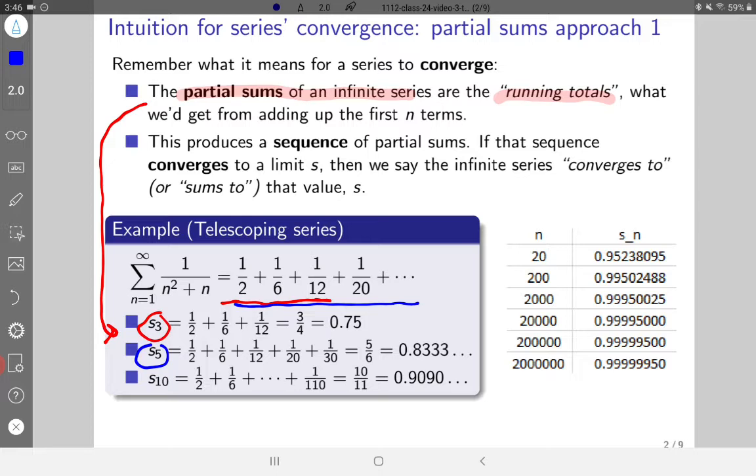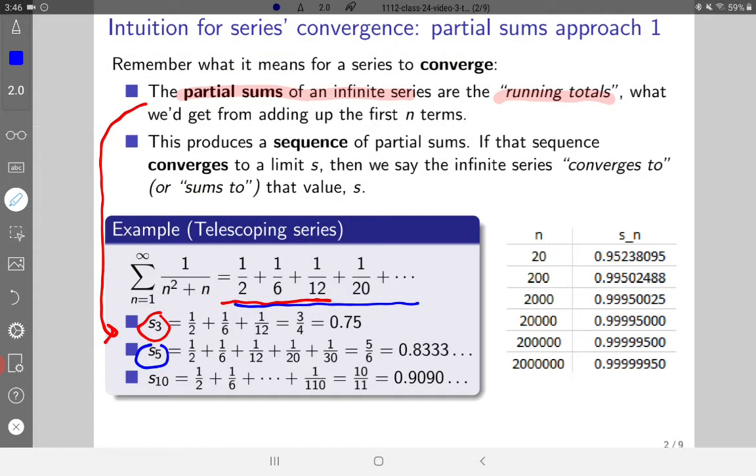They're getting larger because I keep adding on positive numbers. But those running totals don't grow forever. They seem to be approaching, honestly, it looks like 1. Like I seem to keep gathering 0.999s right after the decimal point. It seems like my partial sums are approaching 1. And this is what it means for the series to converge.